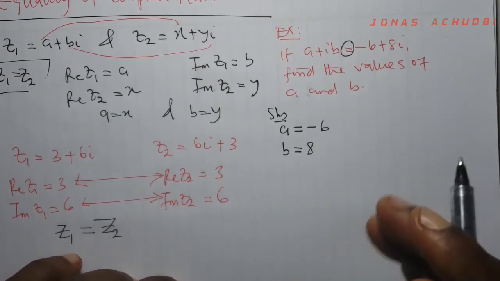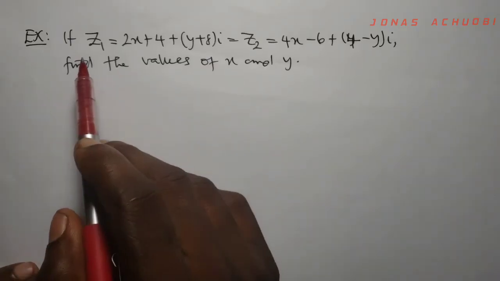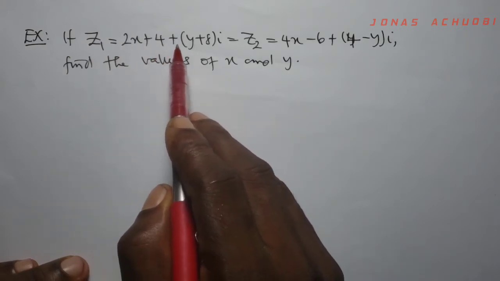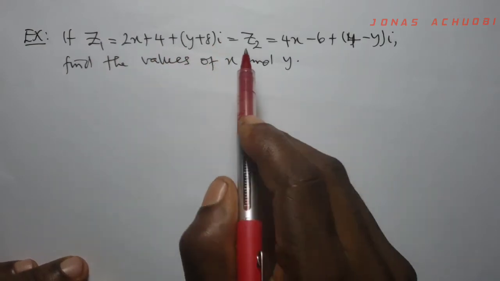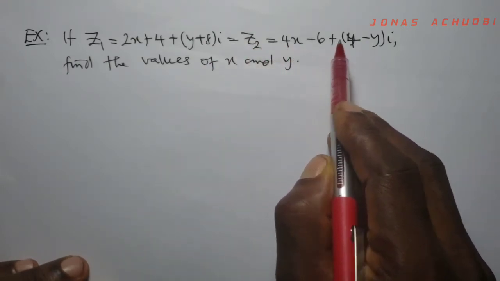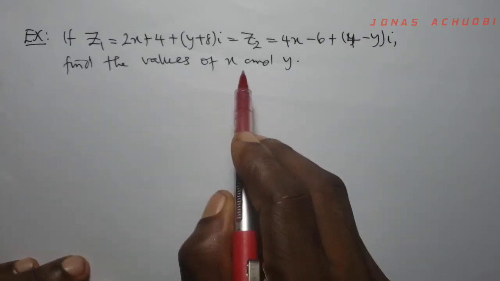We'll now take a slightly more interesting example. Example: if z1 is equal to 2x plus 4 plus (y plus 8)i, and z1 is equal to z2, where z2 is equal to 4x minus 6 plus (4 minus y)i. Question is, find the values of x and y.